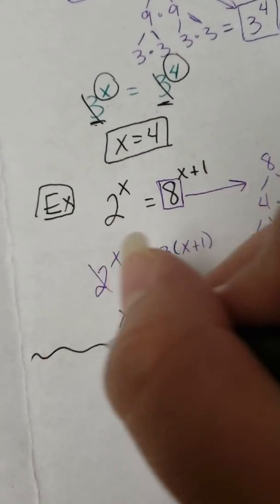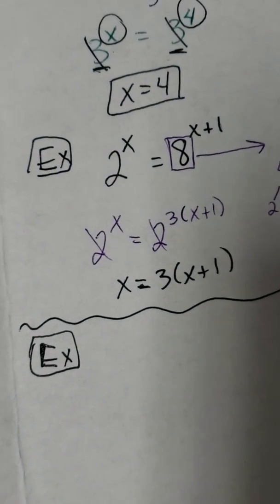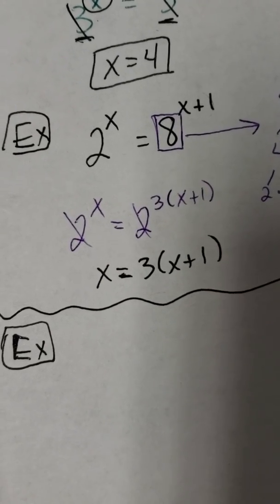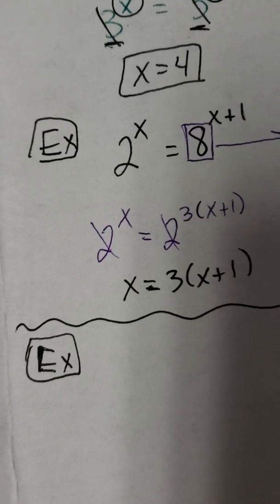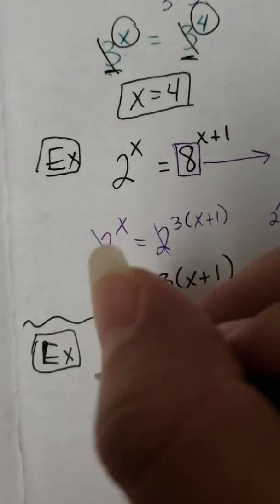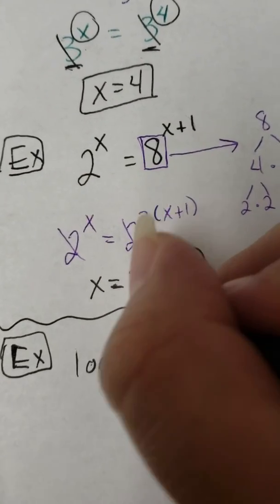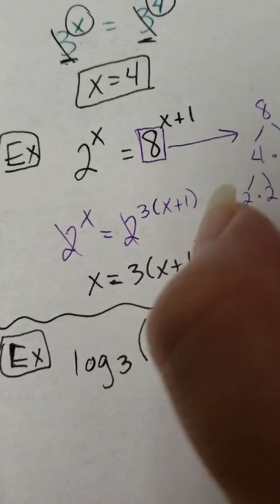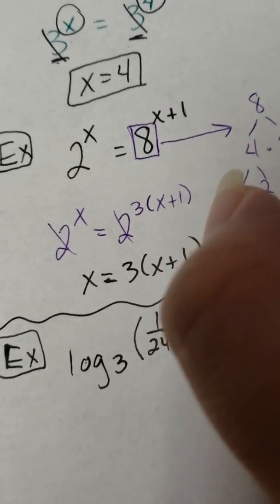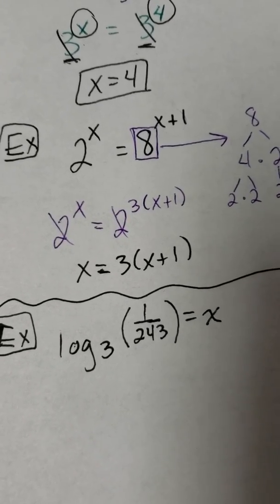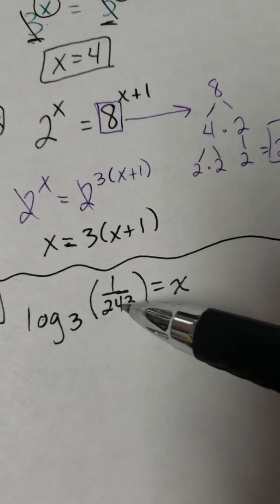Okay, so let me do one more that has to do with the logarithms. That way you don't freak out when you see one. Okay, let me see. And I'm using your assignment today to kind of pick and choose the problems that I want. Let's do this one. So log base 3 of 1 over 243 is equal to x. Okay, so now this one's a little bit difficult because we have that fraction.